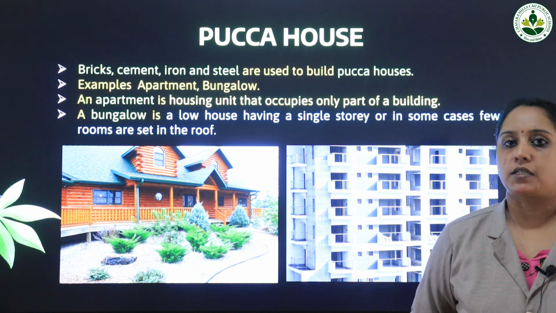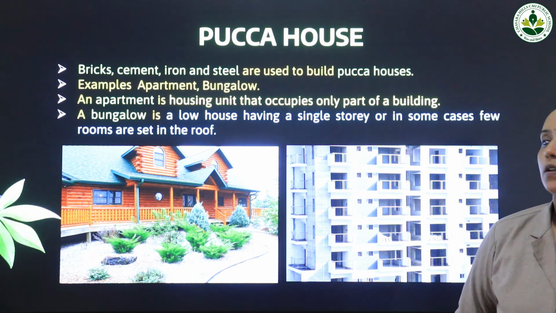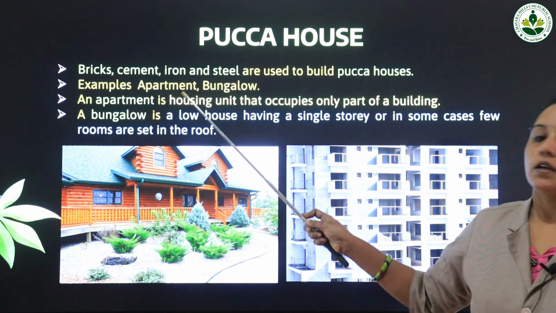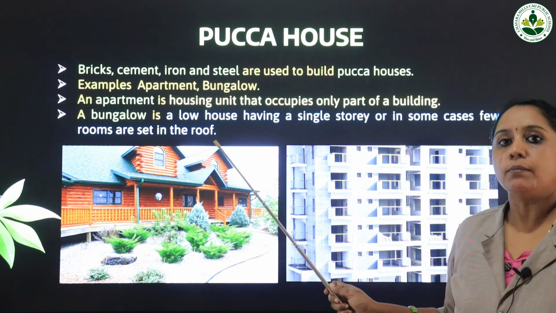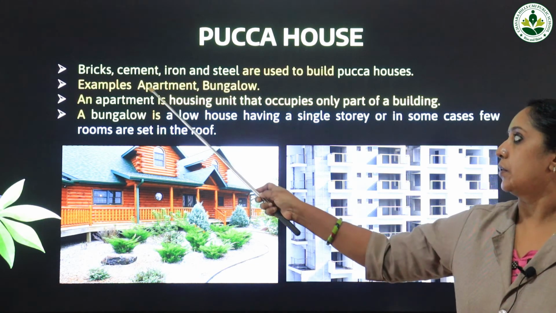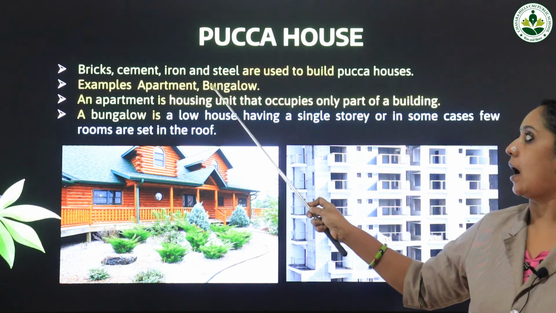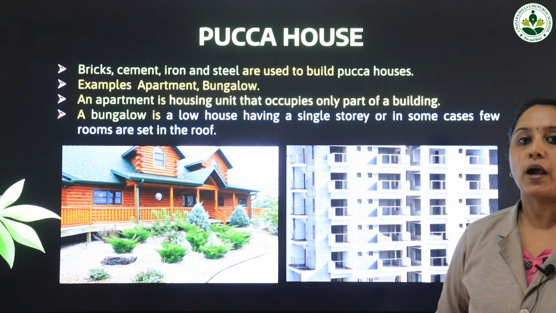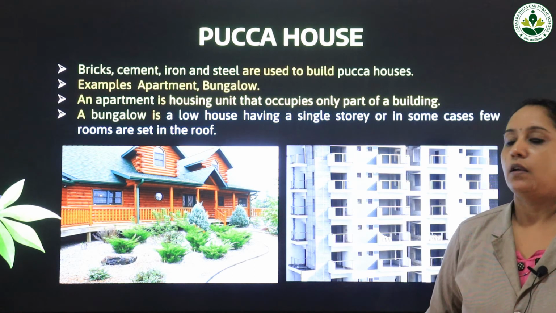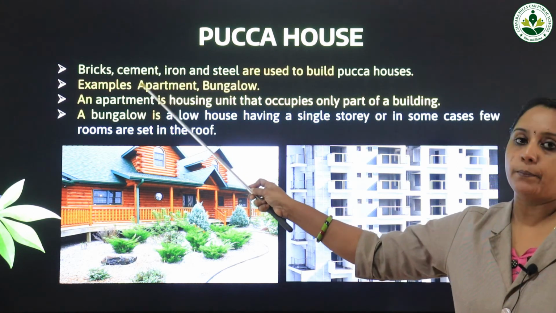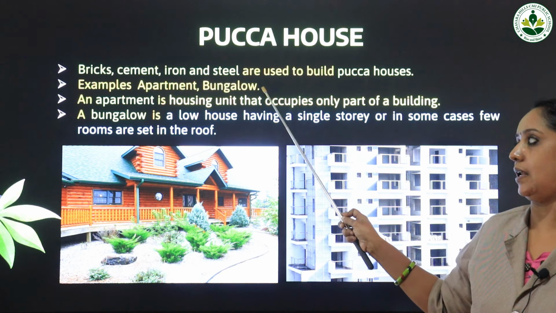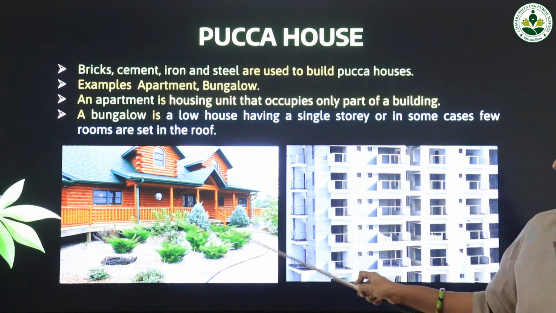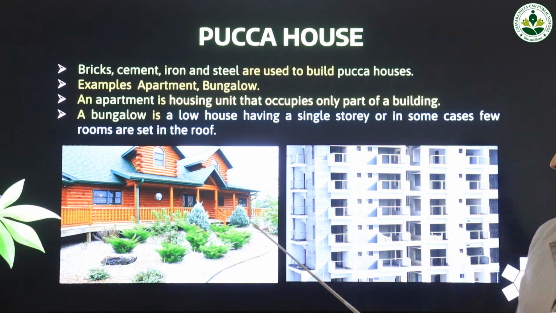Now let us see what are the specialties of Pakka house. So from the name itself you know that it is something strong, Pakka. So strong things are made up of particular materials. You can see that bricks, cement, iron and steel are used to build a Pakka house. So a Pakka house is always a big house and it is made up of bricks, cement, iron and steel. Example, apartment, bungalow. See, here this is a bungalow and this is an apartment.